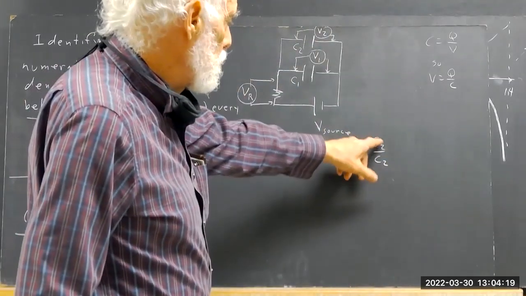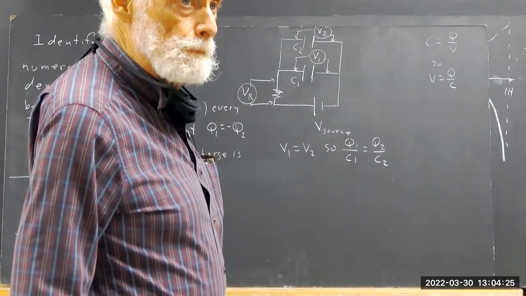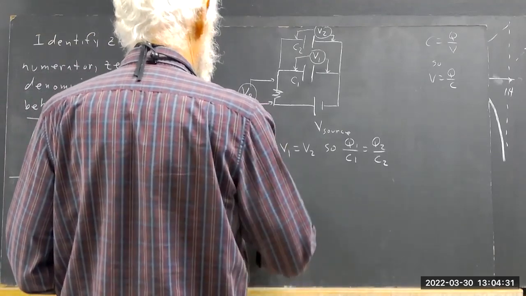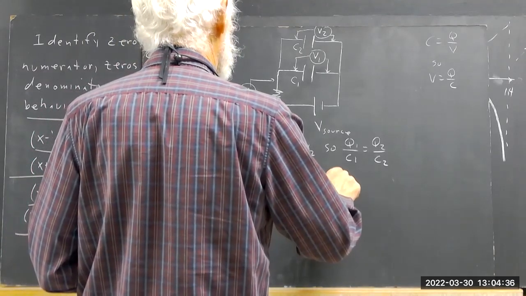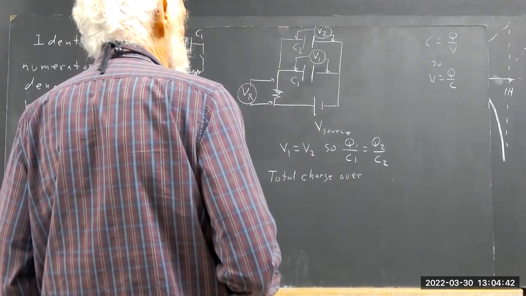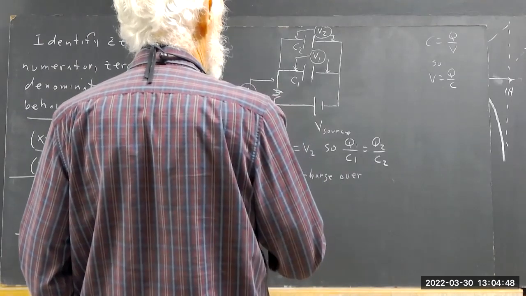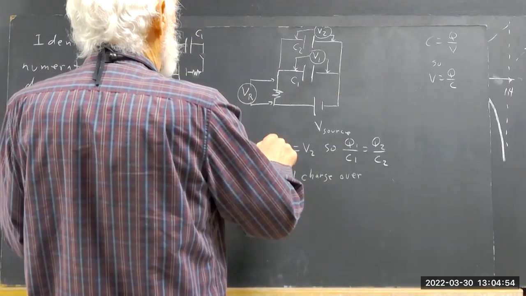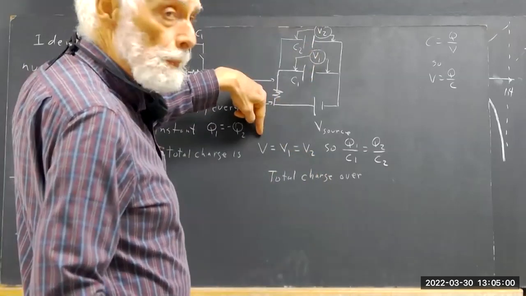So Q1 over C1 equals Q2 over C2. Now, the other thing I'm going to do, well, the total charge, we'll get to that. I'm just going to call the common voltage, V1 and V2, I'm just going to call that V.